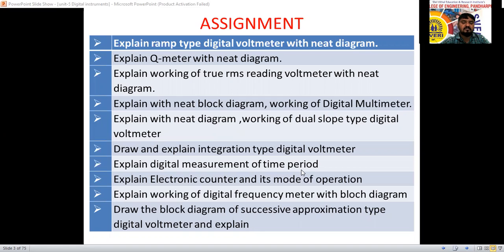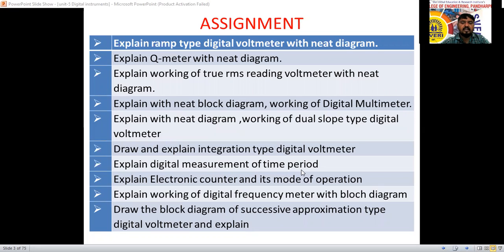Explain digital measurement of time period. From the digital measurement, how are we going to measure the time period, and the frequency here now? What is the relation between frequency and time period? Anyone, can you tell me? Inversely proportional. Time period is inversely proportional to the frequency, or frequency is inversely proportional to the time period.